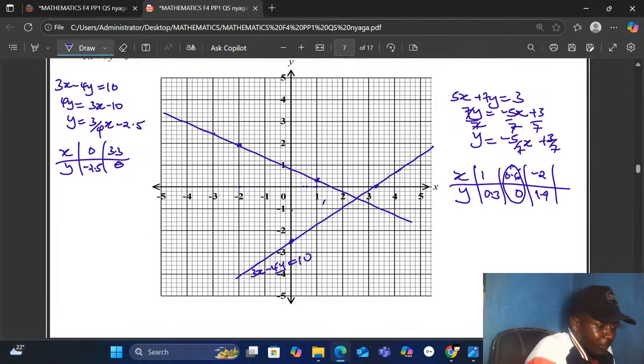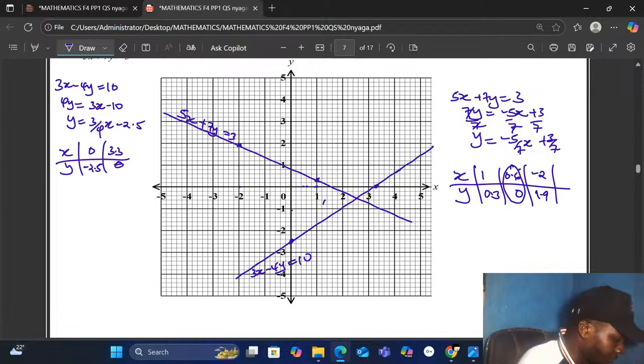And this is 5x plus 7y is equal to 3. So that is how we are going now to solve. Now we are going to find the values of x.